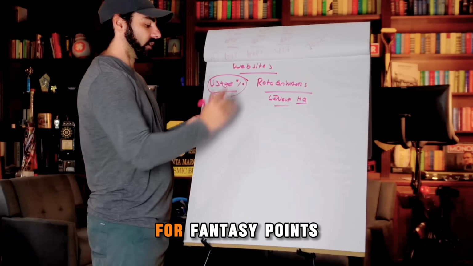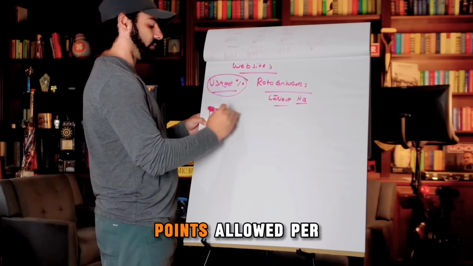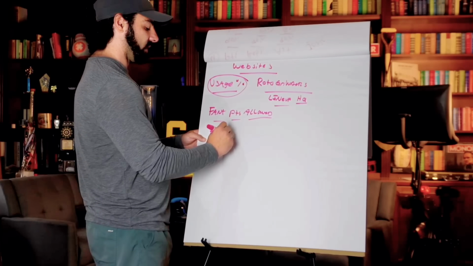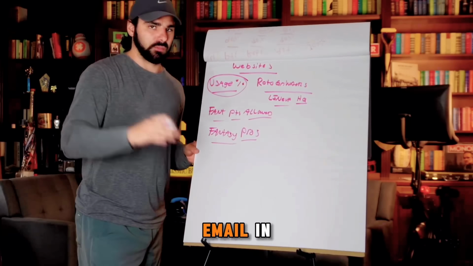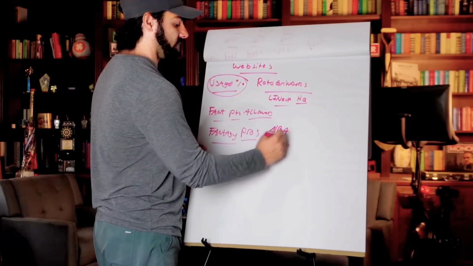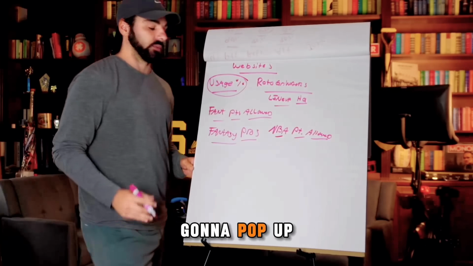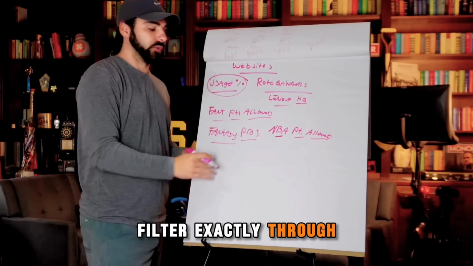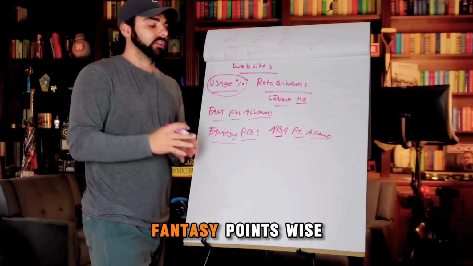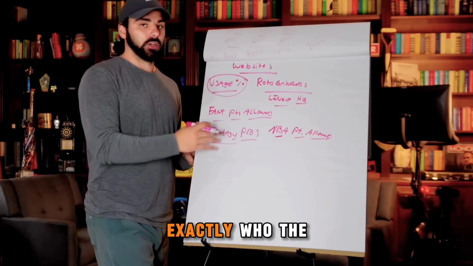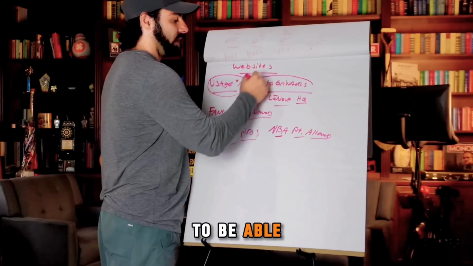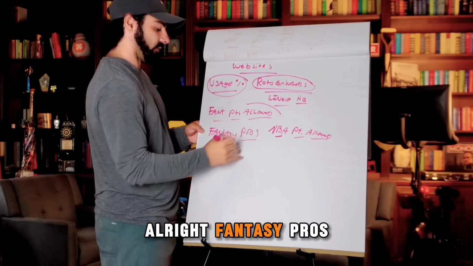All right, now for fantasy points allowed. All right, so fantasy points allowed per position. What you're going to use for there is going to be called Fantasy Pros. All right, there I think you just got to put your email in and you're able to see all the information. But you'll go to Fantasy Pros and you just got to put in the section that has NBA points allowed. All right, and it's going to pop up and you're going to be able to filter exactly through each position on what it is that literally they give up per position fantasy points wise. All right, you're able to see exactly who the worst and who the best is and everybody in between. So those are the websites that you have to access to be able to grab that information. All right, Fantasy Pros right here.